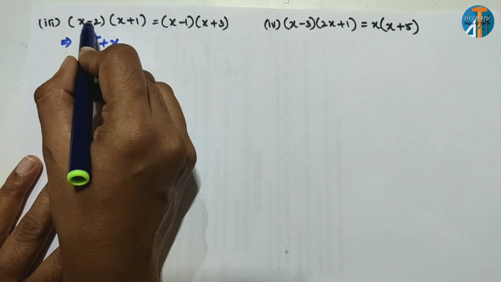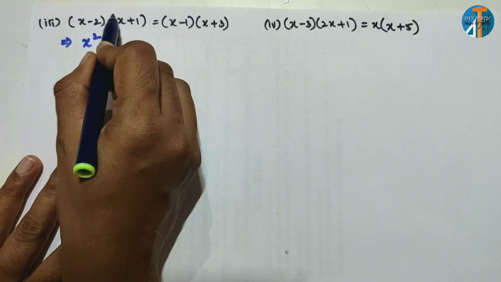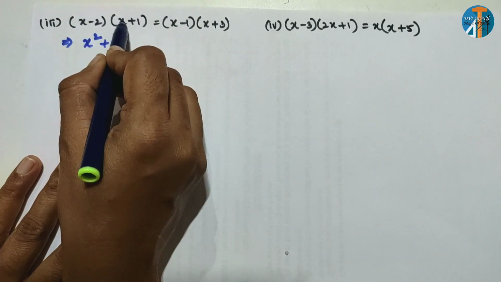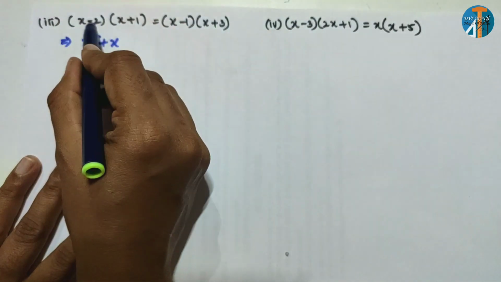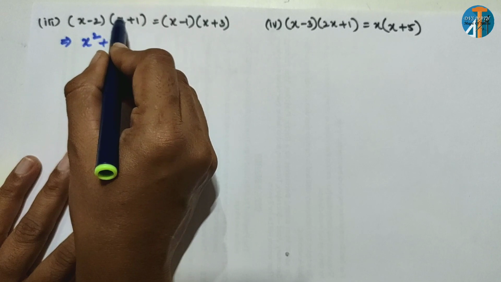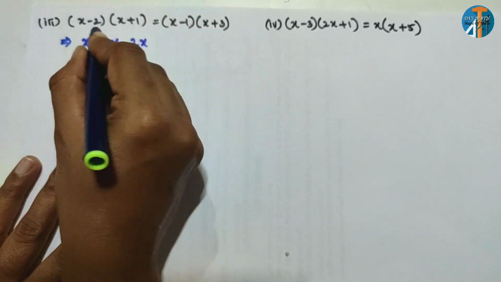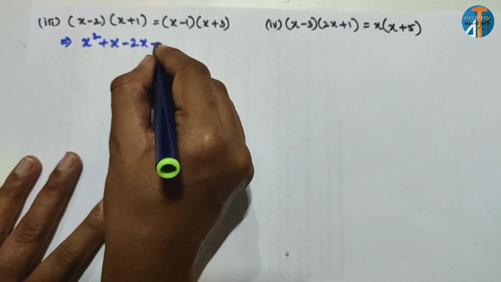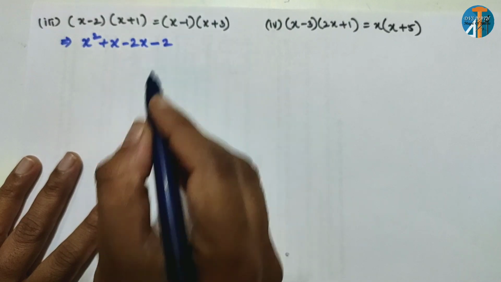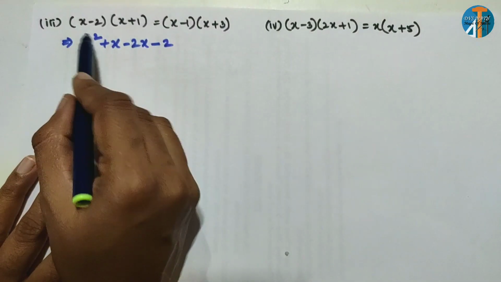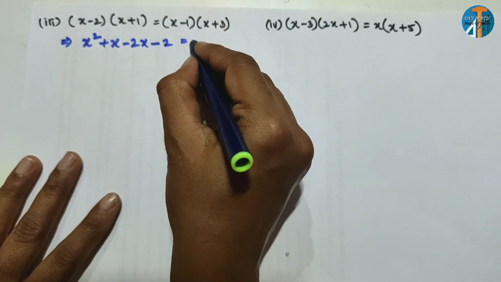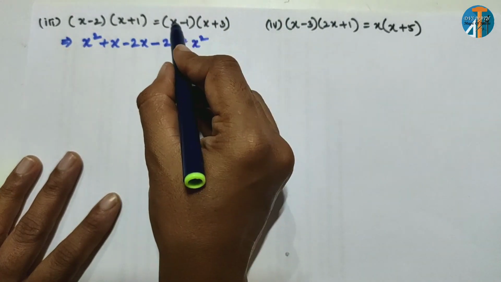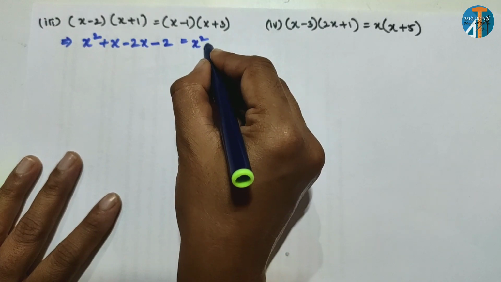Now let's go for minus 2. First I took x and multiplied for both. Okay, x into x, x square, plus into plus plus, x into 1 it is x. Now I am going for minus 2. Minus 2 into x it is minus 2x. Minus into plus, minus 2 ones are 2. Clear? I think it's clear. Now let's go for the RHS. Again x into x, x square. x into 3 it is 3x.